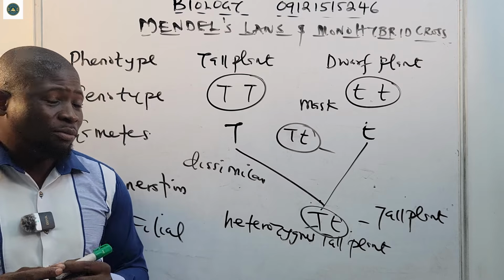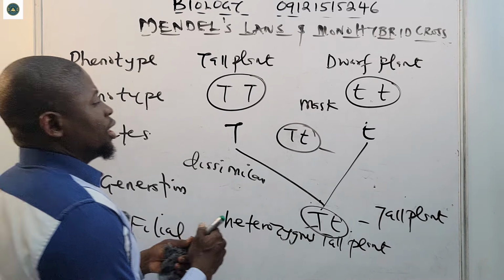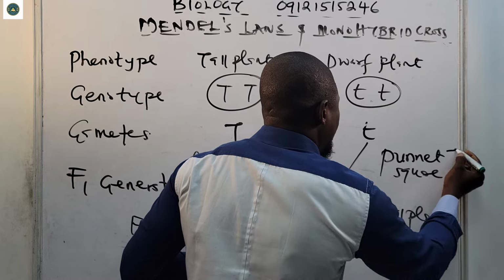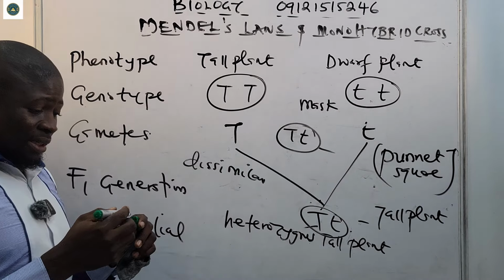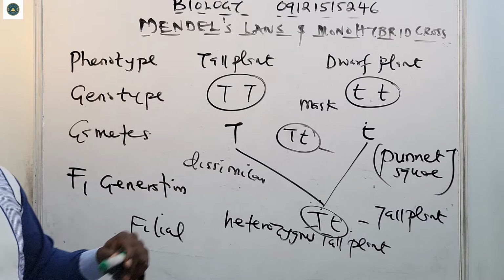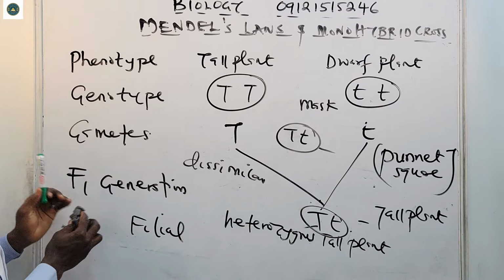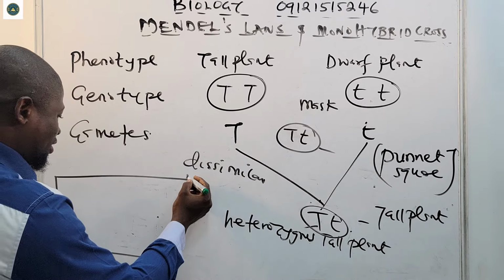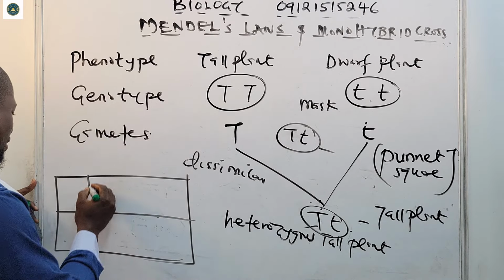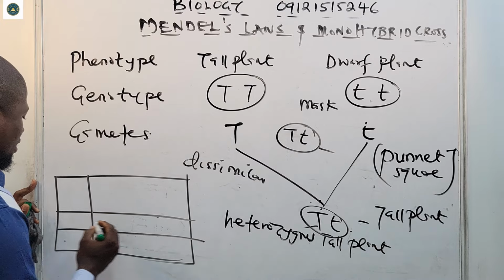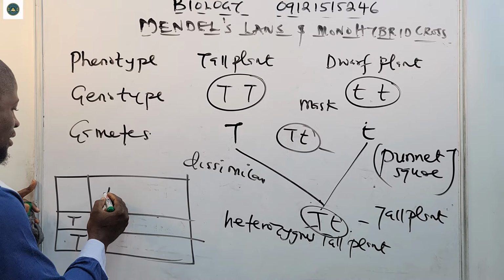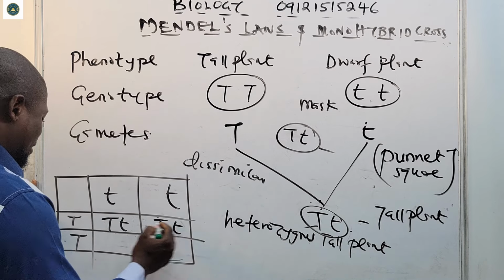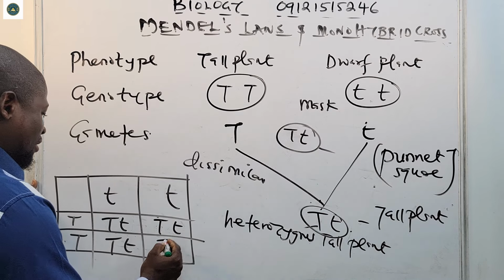Please, when you are crossing, most times, ensure you make use of what we call a Punnett Square. So many of you know what the Punnett Square is, but you do not know it's called a Punnett Square, all right? When you do something like this, you draw a table, all right? You now say here, T, T, okay? You now say T times T, T times T, T times T, T times T, okay?